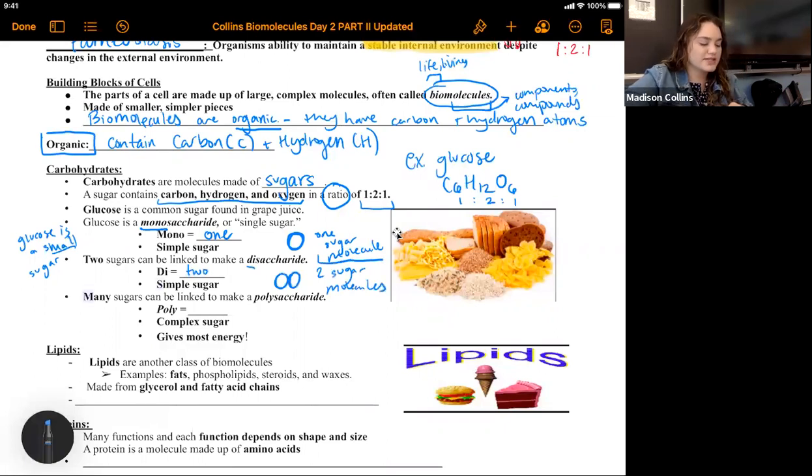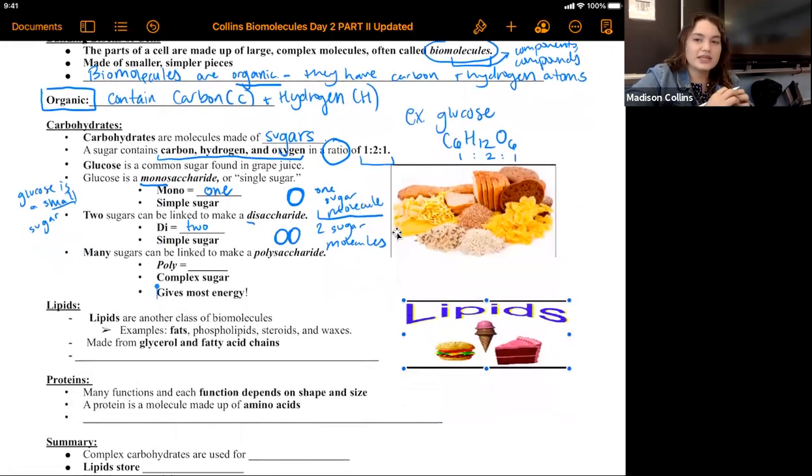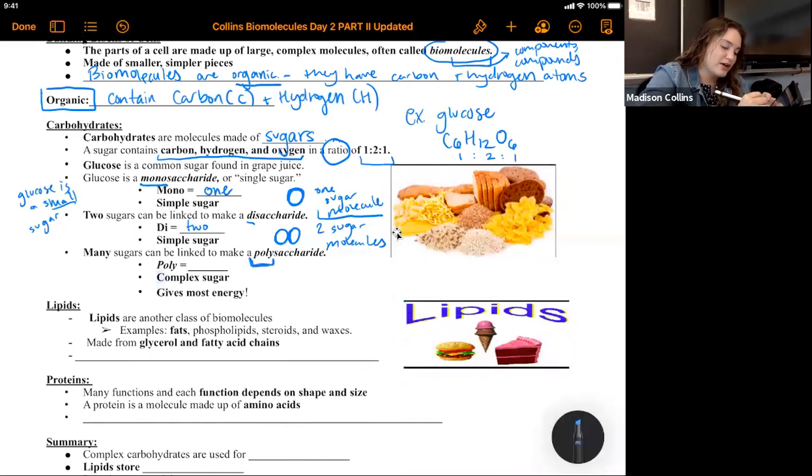But once again, disaccharides are still pretty small. They're very simple sugars. However, things start to get pretty complicated when we start linking multiple sugar pieces together. And that's when we get what we call polysaccharides. So polysaccharides, the prefix poly means many. So in this case, we're talking about many sugar molecules. So if we were to draw this as a picture, it would be a long chain of sugar molecules.